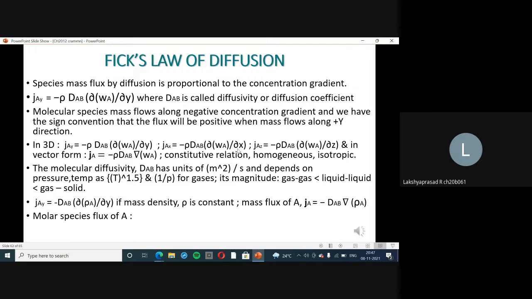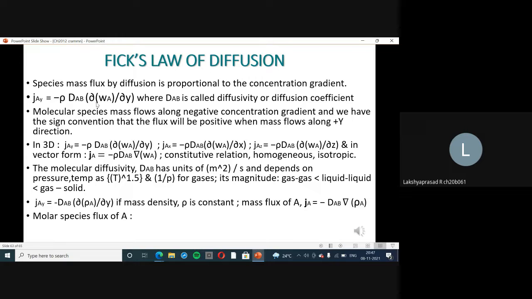Moving on, we'll discuss the constitutive relation in species balance, which is Fick's law of diffusion. What it basically states is that the species mass flux by diffusion is proportional to the concentration gradient. This is the relation: J is the mass flux of species A in the y direction. So JAY is equal to minus rho into DAB into dou by dou y of WA.